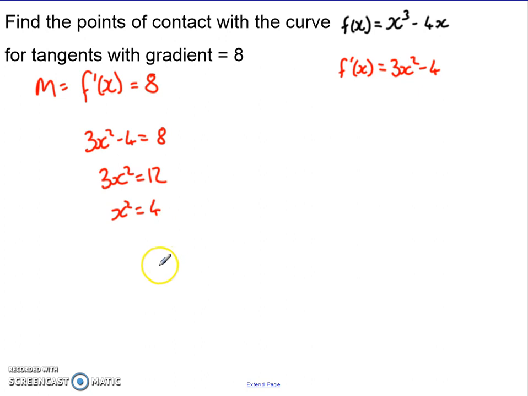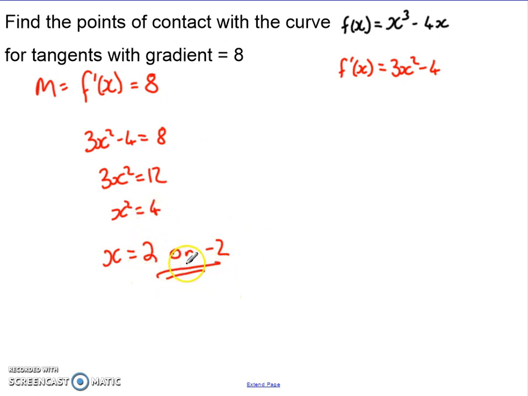x squared is 4. This is where sometimes people make a little bit of a mistake, because at this point, x equals 2, or negative 2. Remember, if you take the square root of 4, the square root of 4 could have been 2, or it could have been negative 2. Negative 2 squared gets rid of the negative and gives you the 4. Don't forget that little factor there. If you're taking the square root, remember the positive and the negative values.